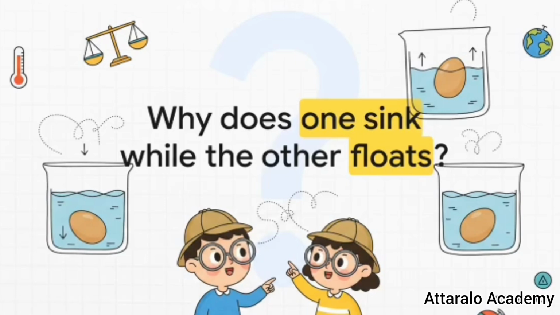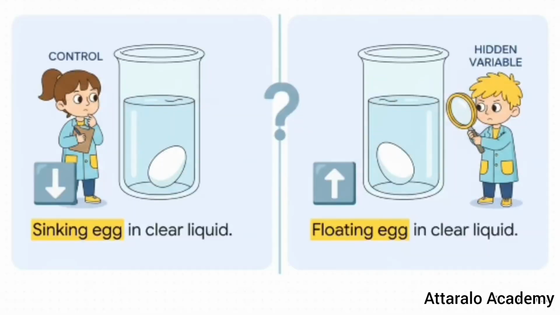invisible forces at play. So setting this up as a comparative experiment, we have our control on the left, a sinking egg in a clear liquid, and our anomaly on the right, a floating egg in a clear liquid. Now, if the glasses and the eggs are constant, we're left with literally only one possible suspect, and that's the liquid itself. Even though the liquid on the right looks exactly identical to the one on the left, it's clear, it's colorless, it reflects light the exact same way, it holds a hidden variable. Its physical properties have been fundamentally altered in a way our eyes simply cannot detect.